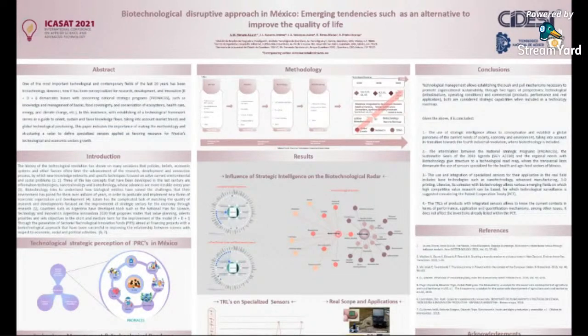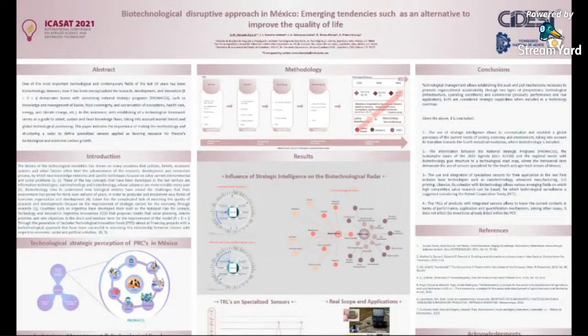The second is the interrelation between the national strategic programs, PRONACES, the sustainable goals of the 2030 agenda, and the regional needs with biotechnology give a structure and technological roadmap where the transversal lines demarcate the use of specialized sensors for the health and agri-food sector of Mexico.